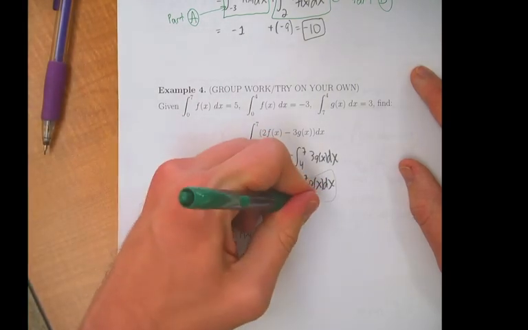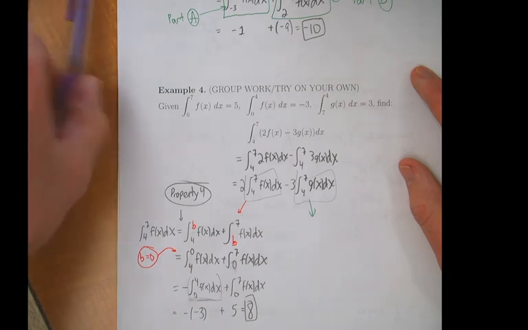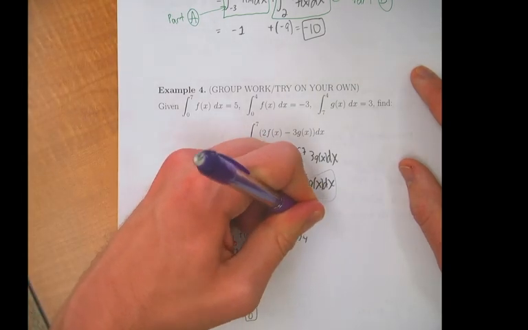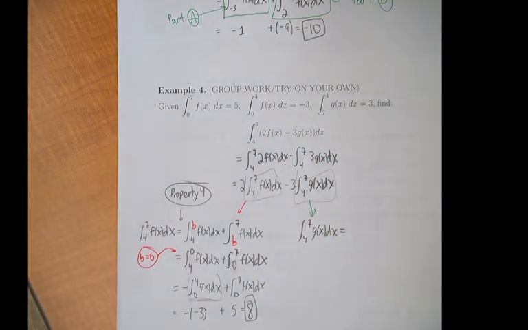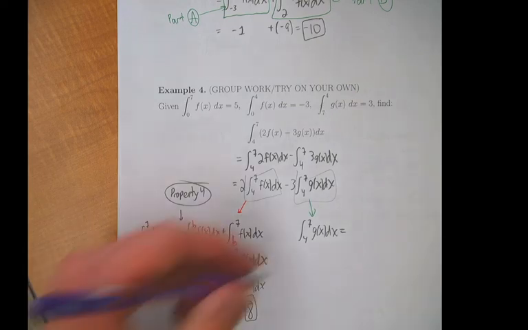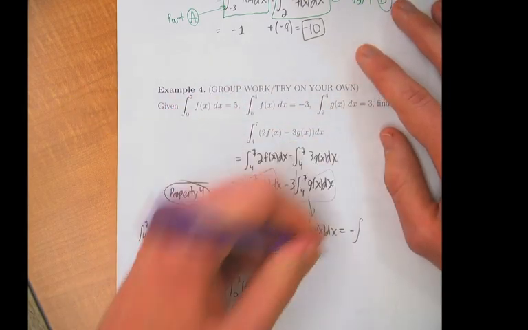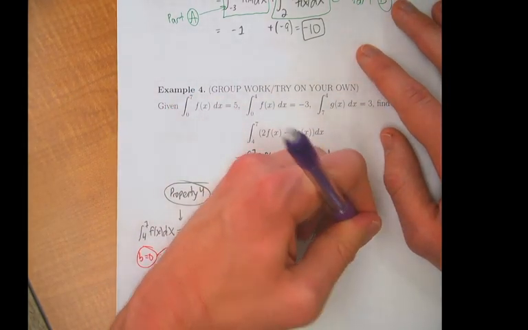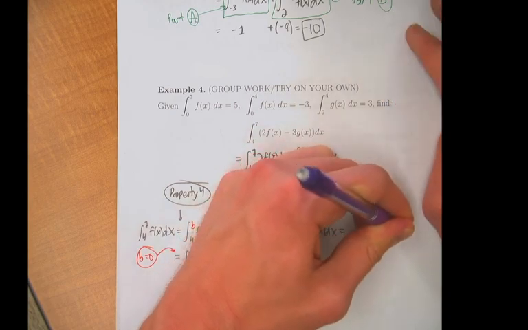Thankfully, the next one should be much quicker for g of x. We have the integral from 4 to 7 of g of x dx. Given our data, what would that equal? Negative 3, right? Because we have the integral from 7 to 4. All we have to do is put a negative here and flip the bounds, and we get exactly what we want. So this is just negative 3.